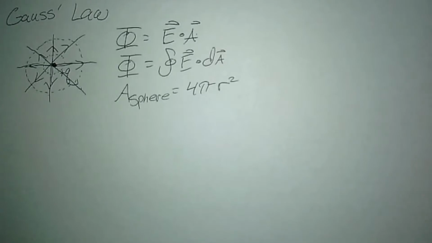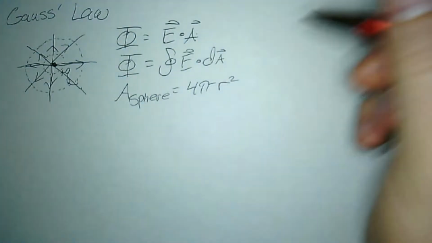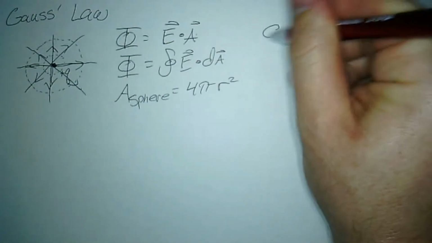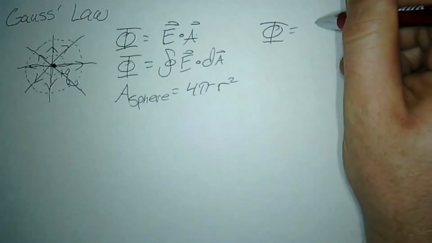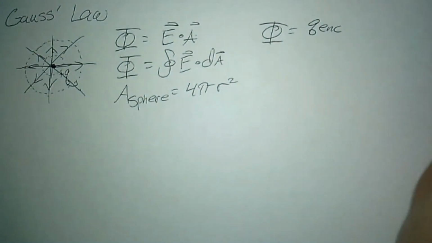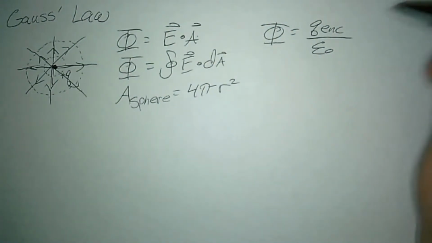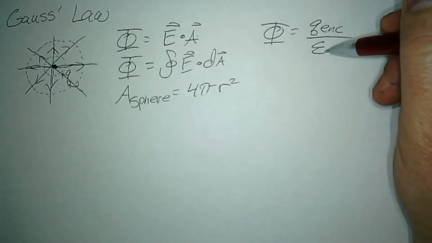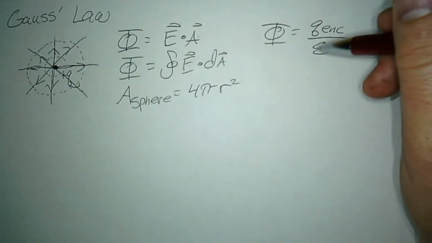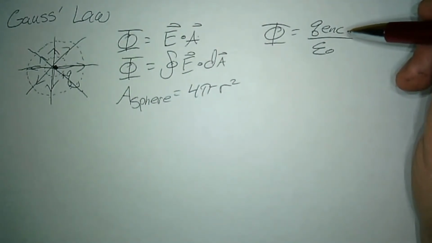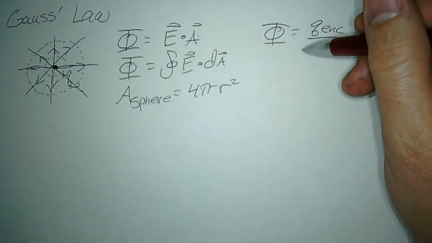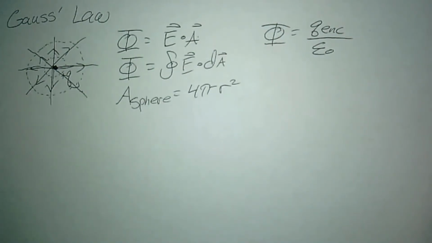But what do we do with flux? Well, the other thing we know about flux is that the flux is equal to the charge enclosed inside a sphere divided by the permittivity of free space. Now, if this weren't free space, we could throw in the dielectric constant out front, and that would be fine. It wouldn't be much different, but we're just going to do free space for now.